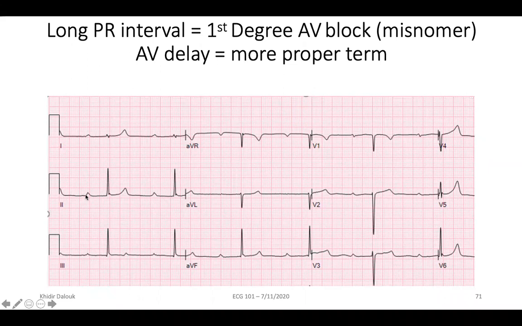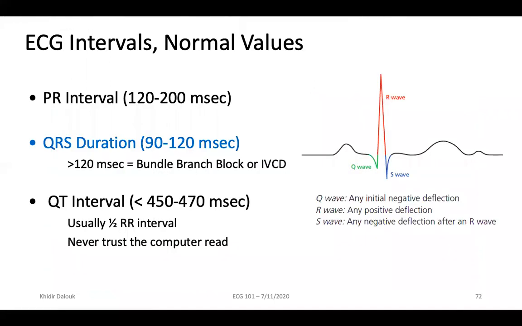You can see, if you measure it from here all the way to the Q, this is almost more than 2 large boxes. So we refer to that as first degree AV block. First degree AV block is a misnomer because there is no real block. All the electricity from the atria is still conducting to the ventricle. So we refer to it in electrophysiology as AV delay rather than block. Okay. The next thing is the QRS, and as I mentioned, it's between 90 to 120.